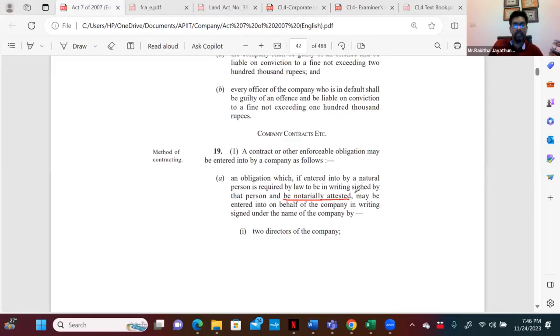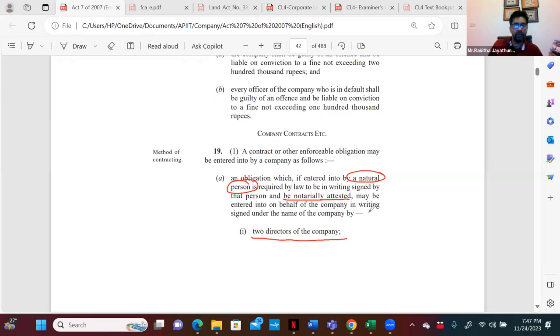So if the law, who's a natural person? We human beings are natural persons. We can talk, we can think, we can sign. So if a natural person is required by law to be in writing, signed by that person, when I am selling a land, I have to sign the contract. I have to sign the deed as a natural person. Then if a company is also doing a similar transaction like a natural person, it has to be done by the directors of the company.